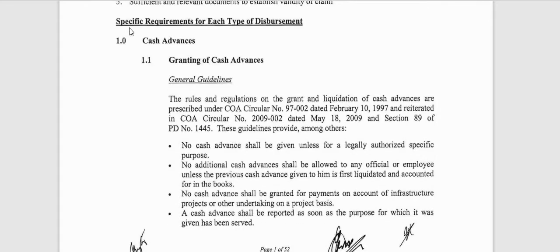Let's have an example: cash advances, granting of cash advance. These are the basic rules to consider when an expenditure is about cash advance. For example, no additional cash advance shall be allowed to any official or employee unless the previous cash advance given to him is first liquidated and accounted for in the books. That means that before a cash advance is granted, whenever there is a prior cash advance, it should be liquidated. Also, no cash advance should be used for infrastructure or project basis.